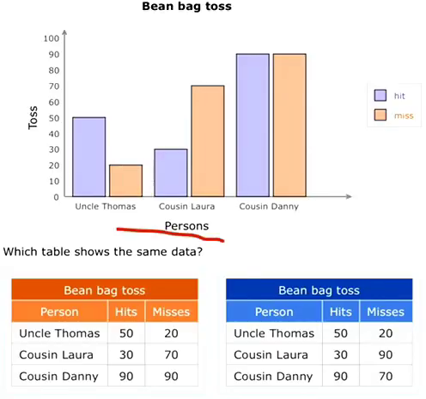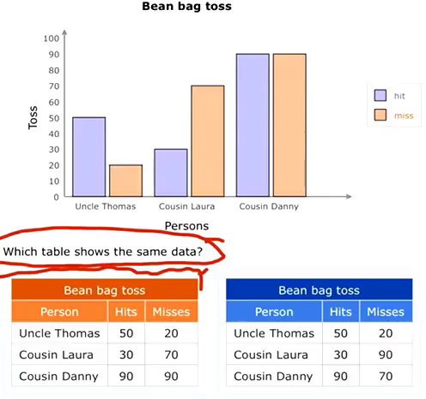Uncle Thomas. He only had 20 misses, but Cousin Laura had 70 and Cousin Danny had 90. The question here is which table shows the same data? Is it this one or this one? Let's check.